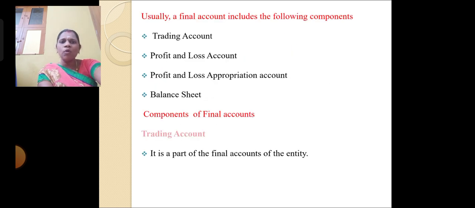Next, we discuss the components of final accounts. Normally, the final accounts have the following components: trading account, profit and loss account, profit and loss appropriation account, and balance sheet. We discuss the components one by one. First, we discuss the trading account. Trading account is the first part of the final accounts of the company.